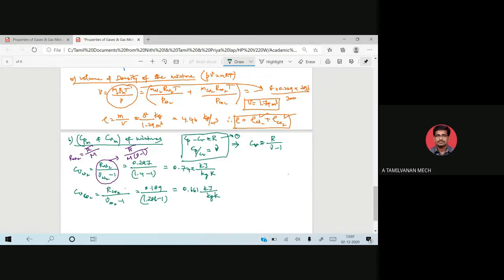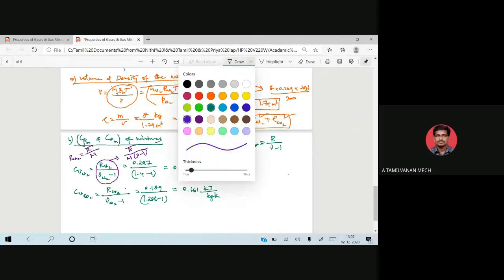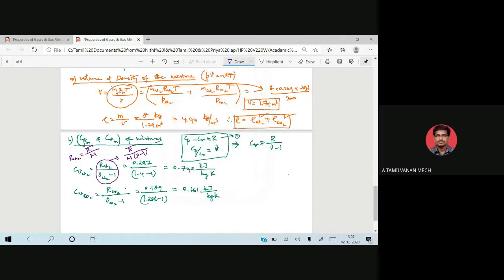Okay, we find Cp and Cv. Then next we are going to substitute into the mixture of gases equation to find the Cp of the mixture and Cv of the mixture. How can we substitute into the equation? Listen, we have a formula that we studied in the last class.